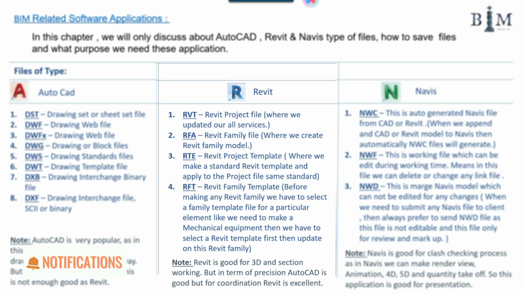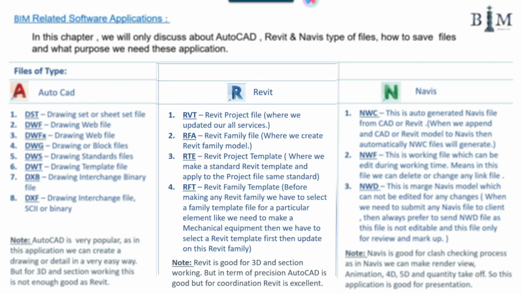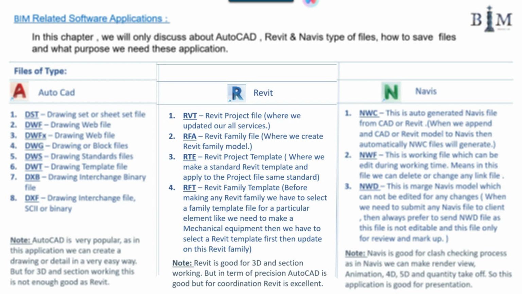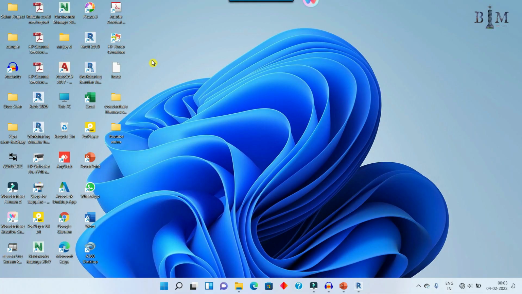RFT, Revit family template. Before making any Revit family, we have to select a family template file for a particular element, like if we need to make a mechanical equipment. Then we have to select a Revit template first, then update the Revit family. Revit is good for 3D and section working, but in terms of precision, AutoCAD is good, but for coordination, Revit is excellent. I hope you already installed Revit on your PC.